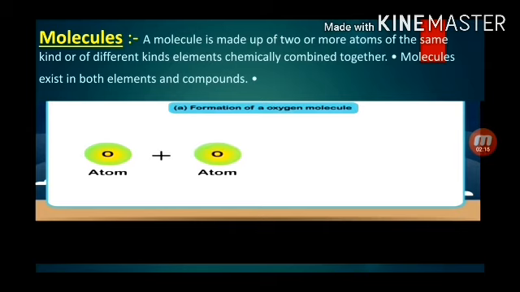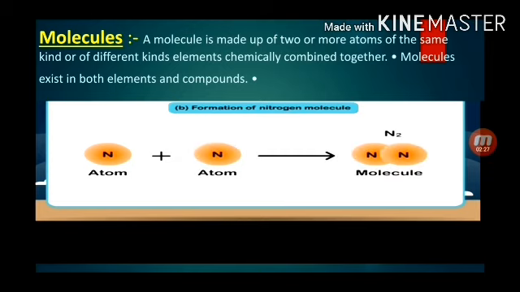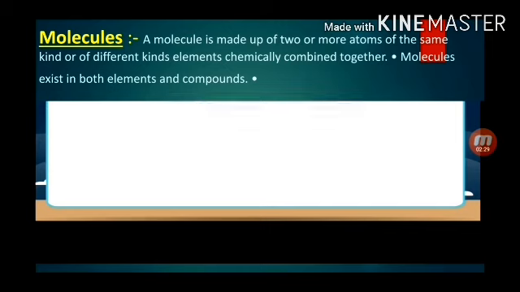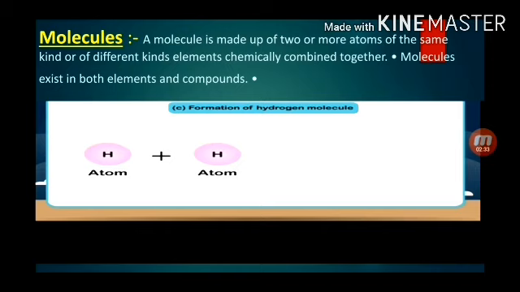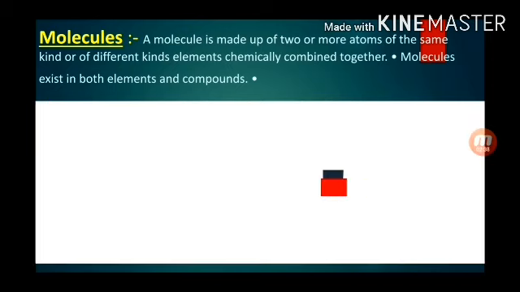One atom of oxygen combined with one atom of oxygen forms an oxygen molecule. Same in the case of nitrogen, that is the formation of the nitrogen molecule. Again, one atom of hydrogen combined with another atom of hydrogen forms a hydrogen molecule. So my dear students, it is very clear how molecules are formed when two or more atoms of the same element combine.